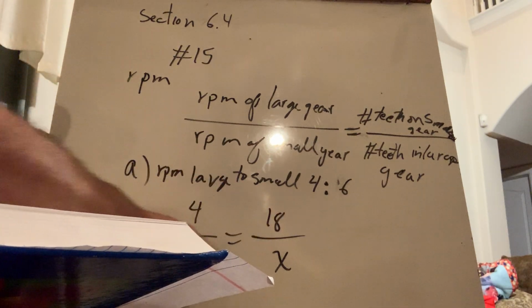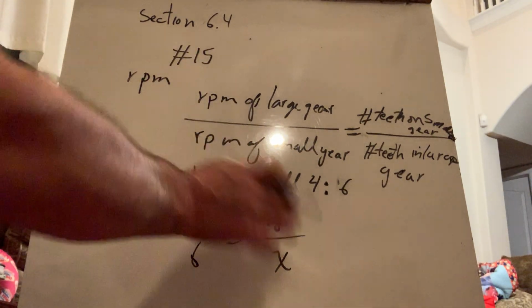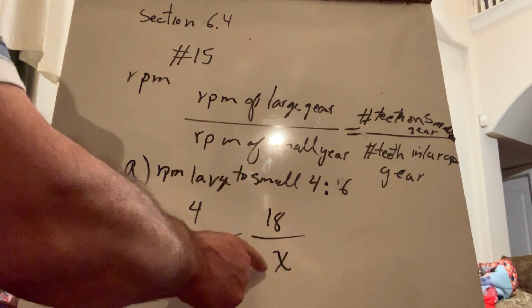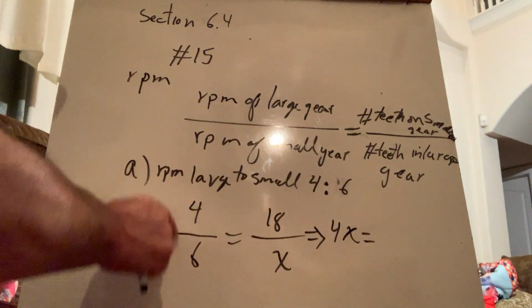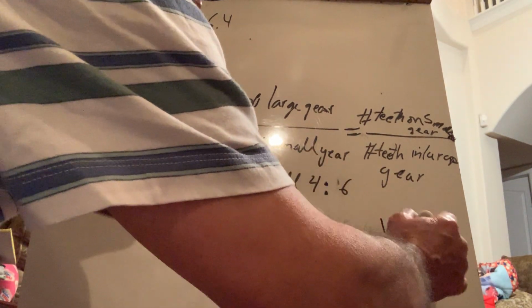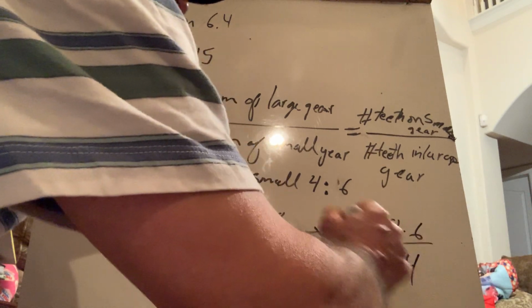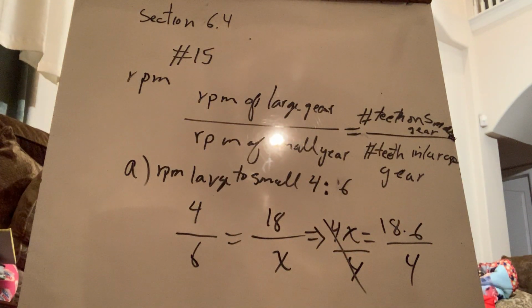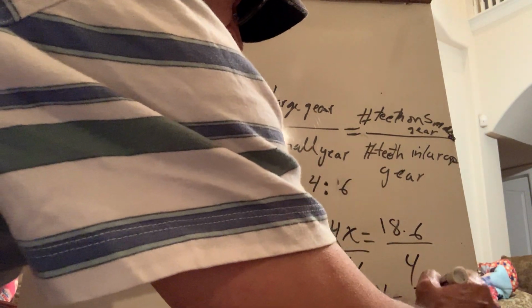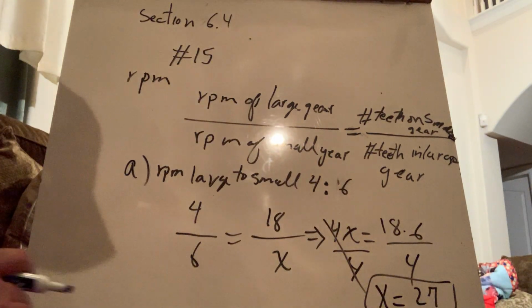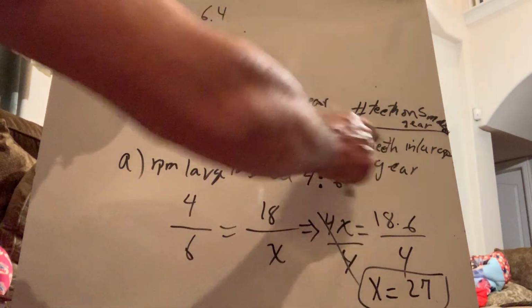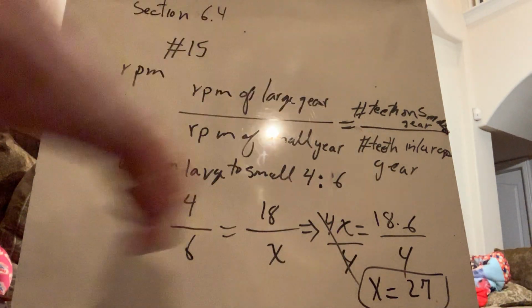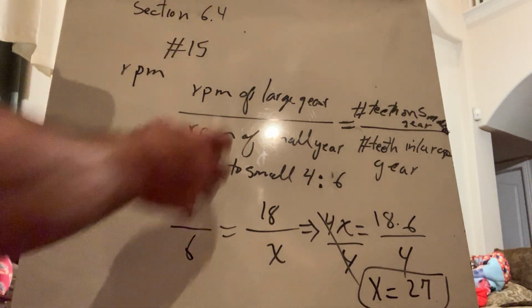You have 3 parts and only one unknown. The easiest way to solve any proportion is to cross multiply and then solve for X. So 4 times X is the same as 18 times 6. Then you divide by 4 to isolate X. As you reduce, I worked it out for you, you get 27. So X should be 27. That is the answer to part A: 27 will be the number of teeth your large gear must have based on our proportion. Part B is very similar, so we're going to use the same proportion.